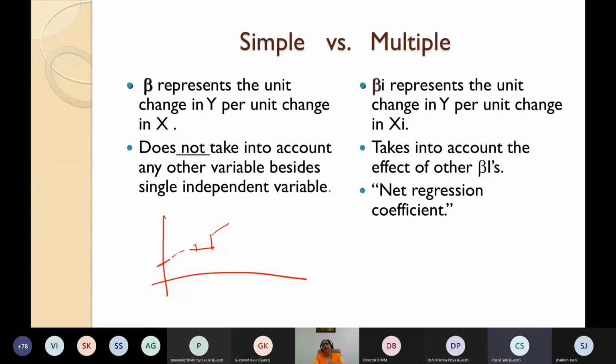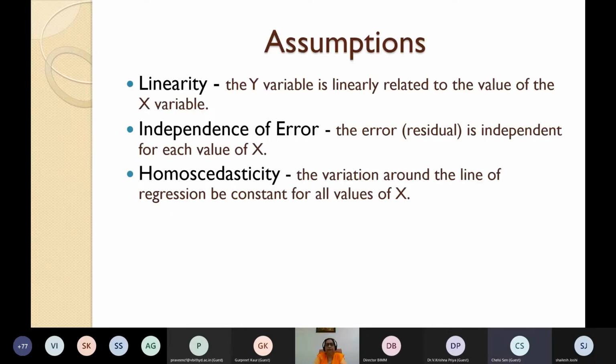And then you try to identify what is going to be the change in y, the dependent variable, with addition or deletion of each independent variable. We take into account some assumptions for regression. First is known as linearity. The y variable is linearly related to the value of the x variable.